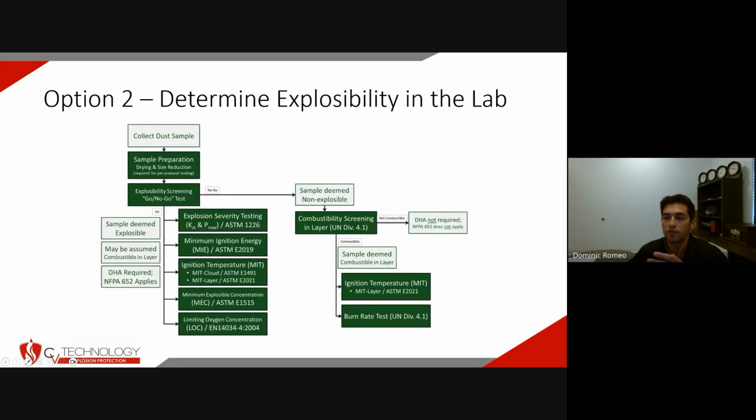And today we'll really be focusing on option 2 of that, where you can actually determine the explosibility with these tests. So the first step of this flow chart that I'm showing right here is going to be to collect your dust sample and then prepare that sample to be shipped off to a lab and be tested.